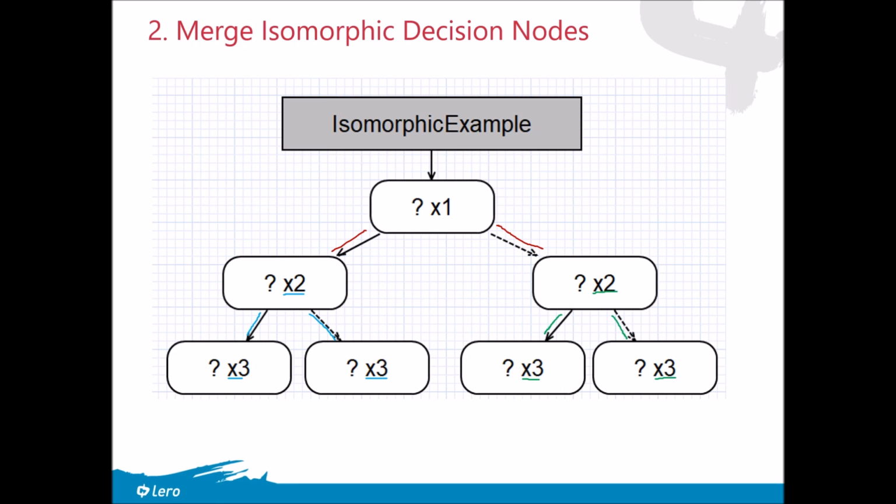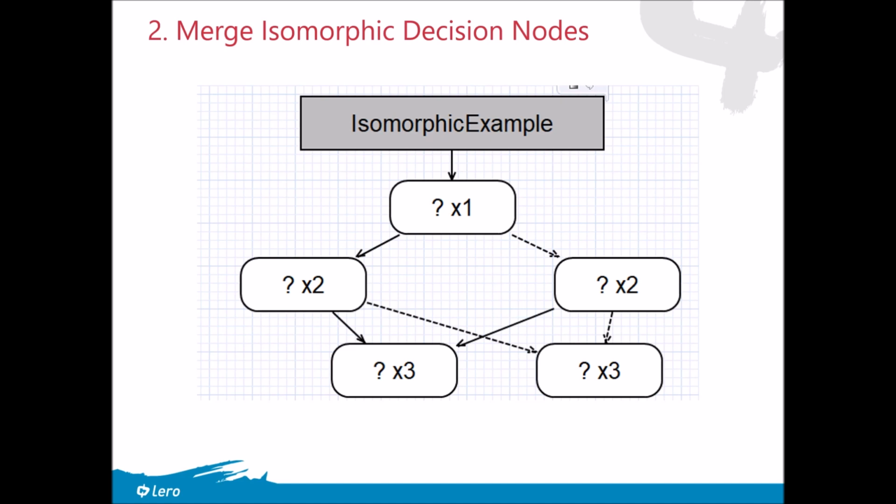However, this is not isomorphic. This is because the children on the left are not the same children as the two on the right. Even though they're all named x3, the two on the left have as their parent the x2 underlined in blue. The two x3s on the right have a parent underlined in green. So they all have different parents. Therefore, they're not isomorphic.